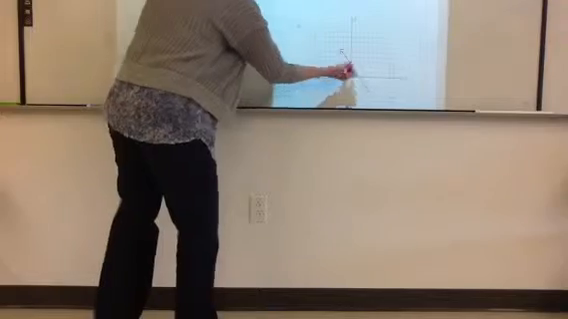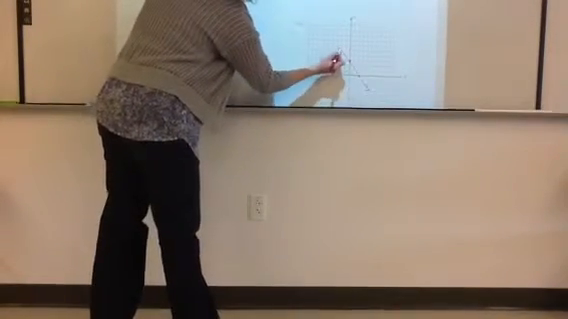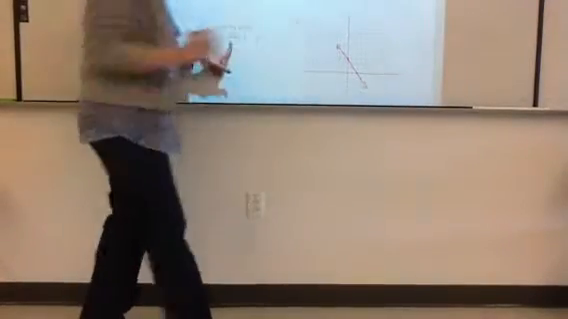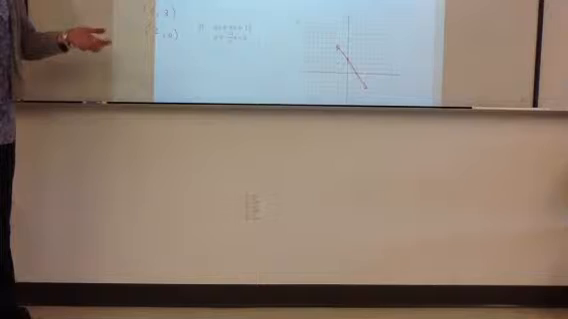Okay, when I go to the next one, my y-intercept is 3. So there I am, 3. My slope, I'm going to go down 3, right 2. Okay, what the heck is happening here? It's the exact same line, right? So what do you think that means in terms of solutions?